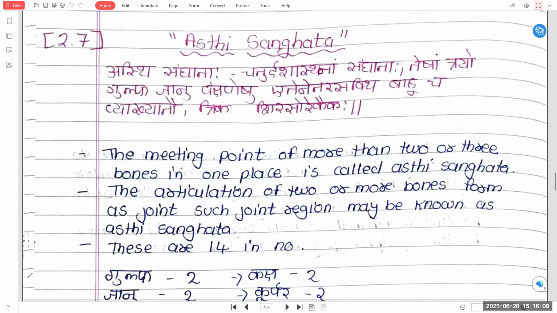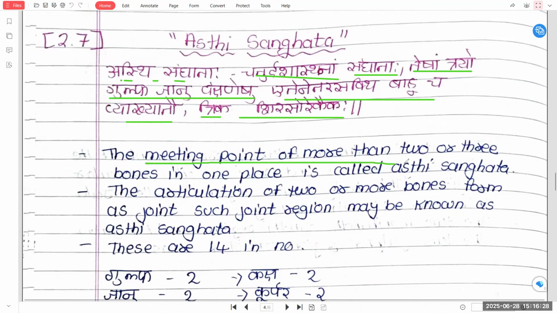Asti Sanghat are told separately now. Asti Sanghata Chaturdasha Asthanam Sanghanam Tesham Trayo Gulfa Janu Vangshaneshu Etena Sakti Bahu Cha Vyakhyato Trika Hiraso Ekekaha.